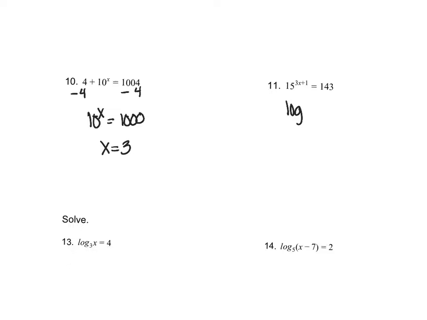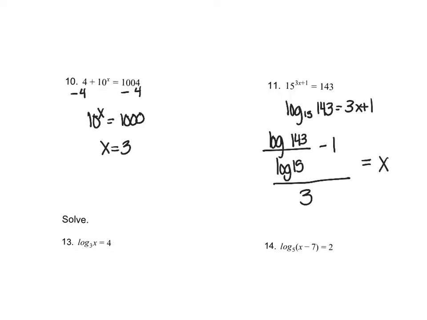So log base answer equals exponent. So I do my change of base, log 143 over log 15. Now notice that that's equal to 3x plus 1. So I'm going to minus 1 from that and divide that answer by 3 to get x.